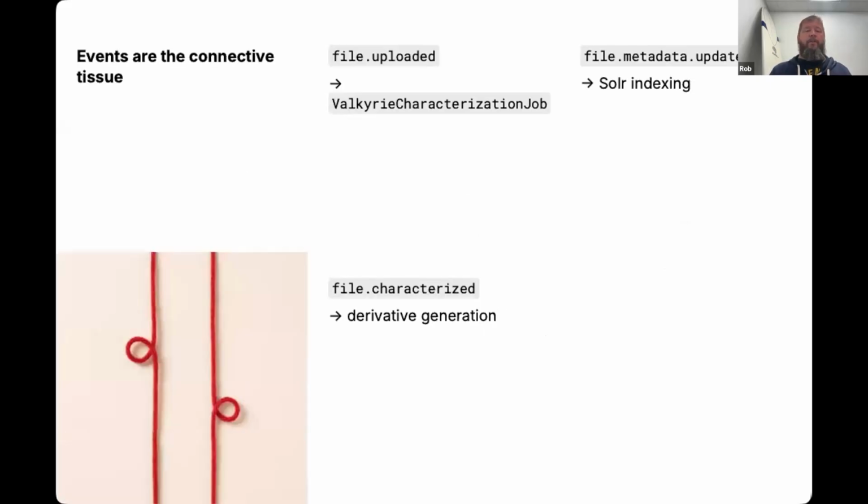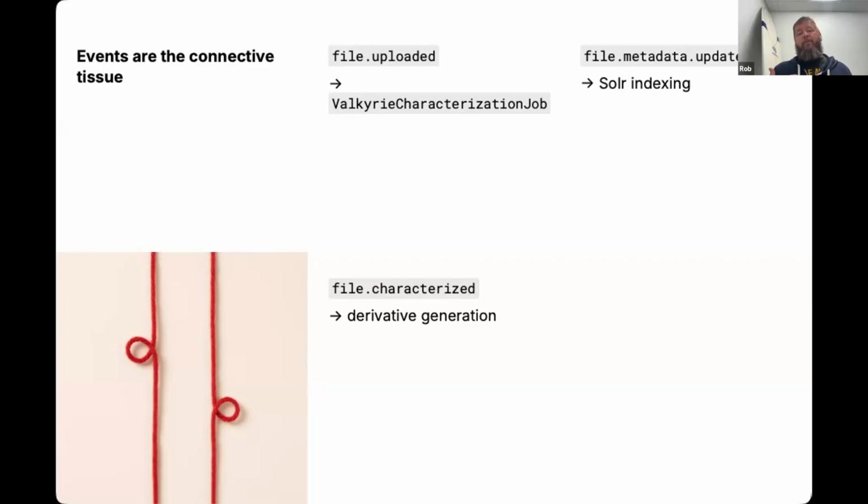Events are sort of our connective tissue here. There's the file.uploaded event, which is triggered by the finishing of the file being loaded, either on the Valkyrie side or the Wings side. Derivative generation has an event, and Solr indexing is triggered, all through these events. So it decouples the stages.